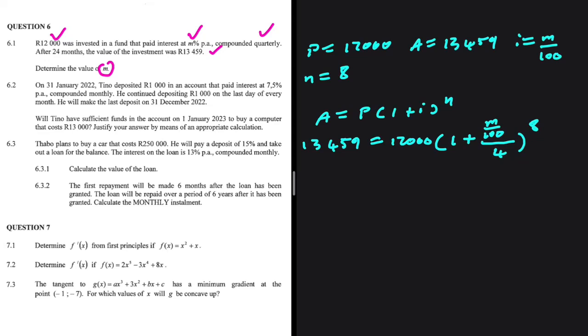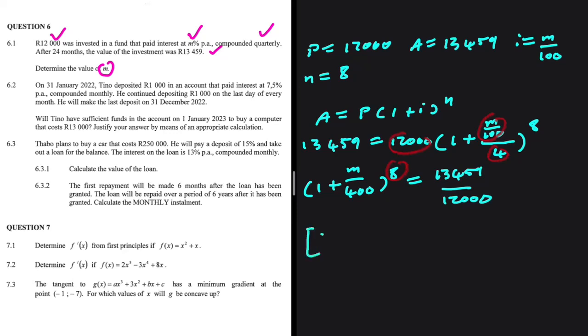The most organic step is dividing both sides by 12,000. If we do that, we're going to have 1 plus M divided by 400, everything to the power 8 being equal to 13,459 divided by 12,000. M divided by 100 divided by 4 is the same as M divided by 400. So we can just write that instead. Now what we want to do is get rid of this 8. How do we do that?